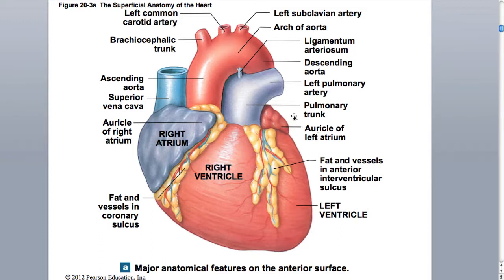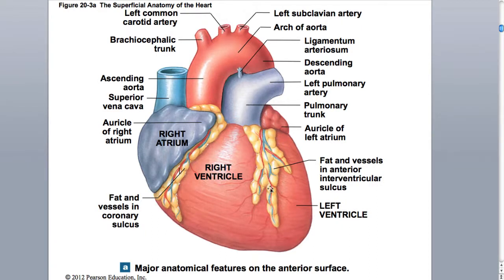Next, we have the auricle. As I mentioned, the auricle is an expandable surface. It looks like an elephant ear. It is not the chamber. See how the author says, auricle of left atrium. The chamber, the atrium, is underneath this.